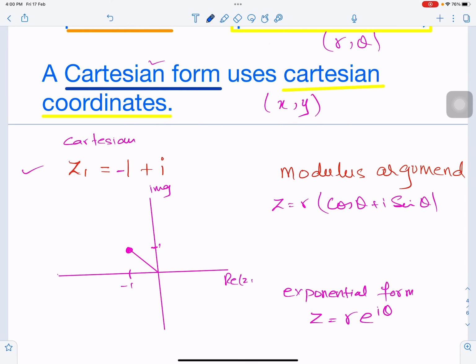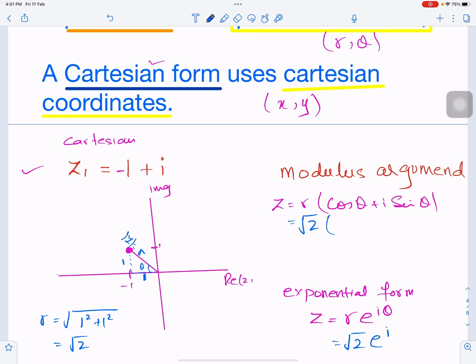Okay, so now if I want to see the size of this, I can apply Pythagoras theorem here. This is 1 and this is 1. So this is r, or this is called modulus of z. So r equals root of 1 square plus 1 square, which is root 2. So I got my r, which is root 2 for here also. Now I have to find out theta. I'm just leaving this space for theta.